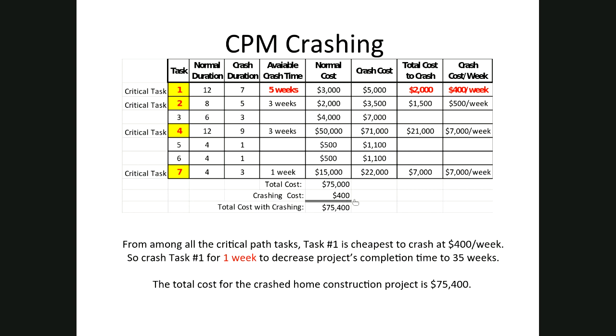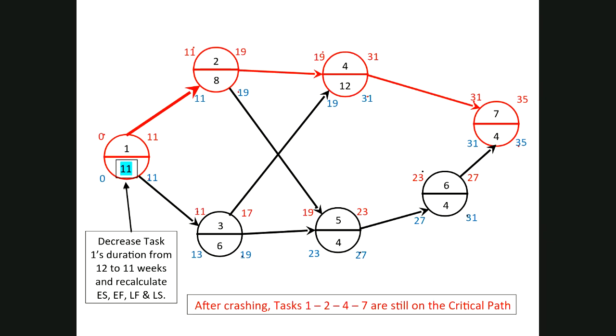All right. So how do we do that then? We have to go back to our network, and we're going to change in the network the duration of task 1 from 12 weeks to 11 weeks. And then we're going to recalculate back through the network to determine can this be done? And the answer is, in this case, yes. Tasks 1, 2, 4, and 7 are still the critical tasks. 3, 5, and 6 still have slack. And so we can complete the process in 35 weeks.